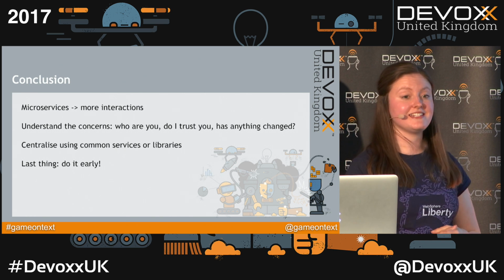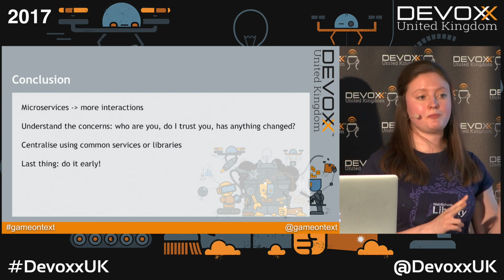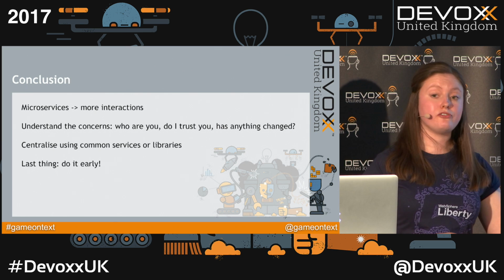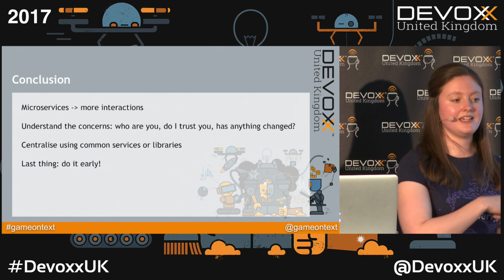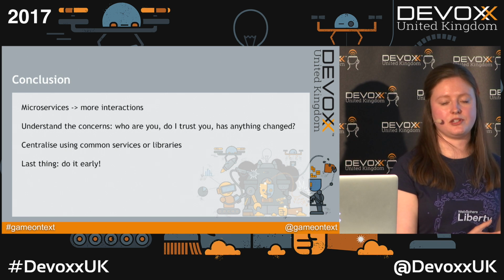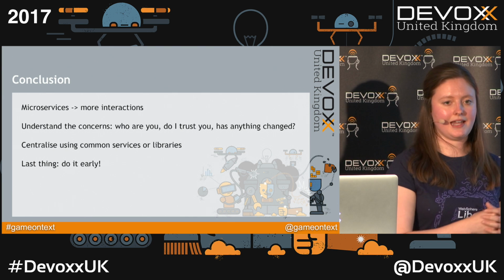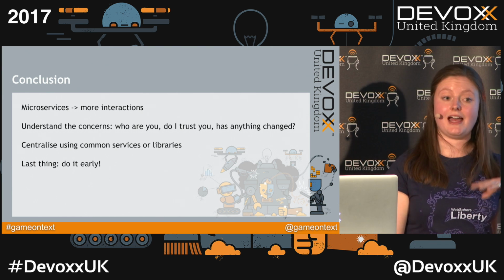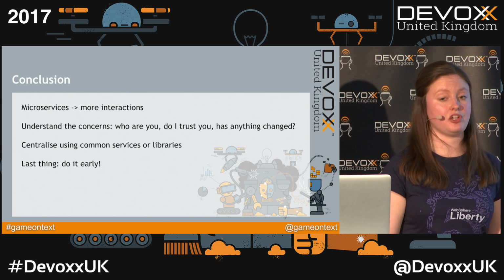The third one is to centralize using common services or libraries. So we've talked about two examples here. One of them is our auth service. So we put that there to make sure that if we wanted to change the way we were doing social sign-on, then we just change one service. And it means that all of the other services have no clue how we do our authentication, and they don't need to.